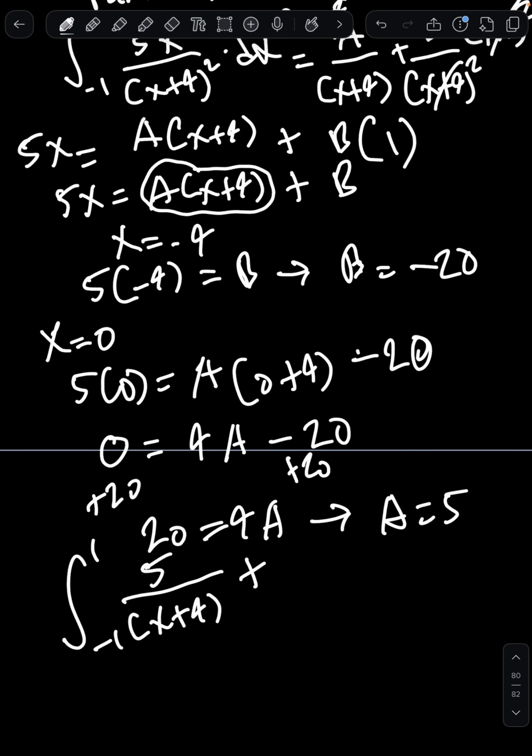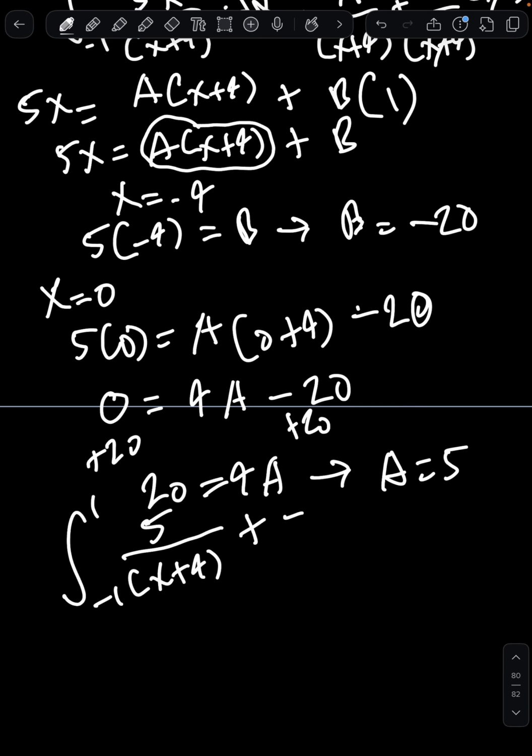And then plus, what was b? -20 divided by x plus 4 squared.